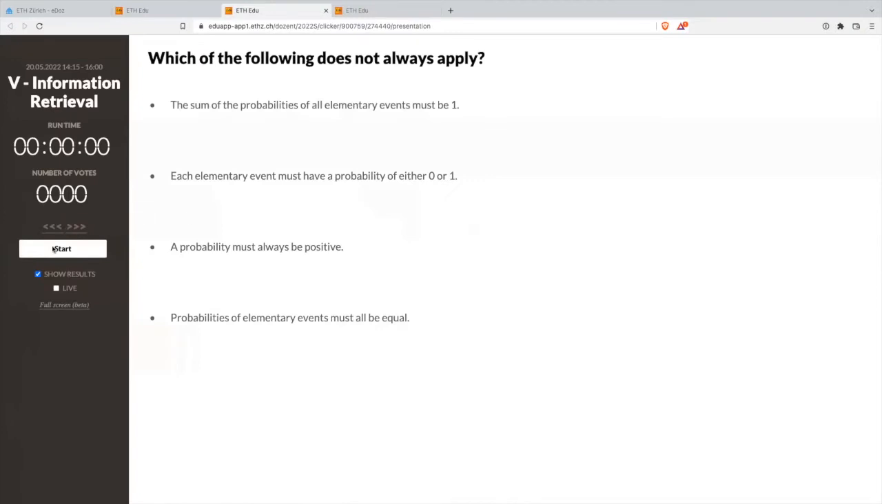Okay, so let's go to another question, on probabilities, because we had to brush up. Which of the following does not always apply? Some of them always apply. These are general laws of probabilities. Some of them do not. First, the sum of the probabilities of all elementary events must be 1. Second, each elementary event must have a probability of either 0 or 1. Third, a probability must always be positive. And fourth, the probabilities of elementary events must all be equal. Two of them do not always apply, sometimes, but not always.